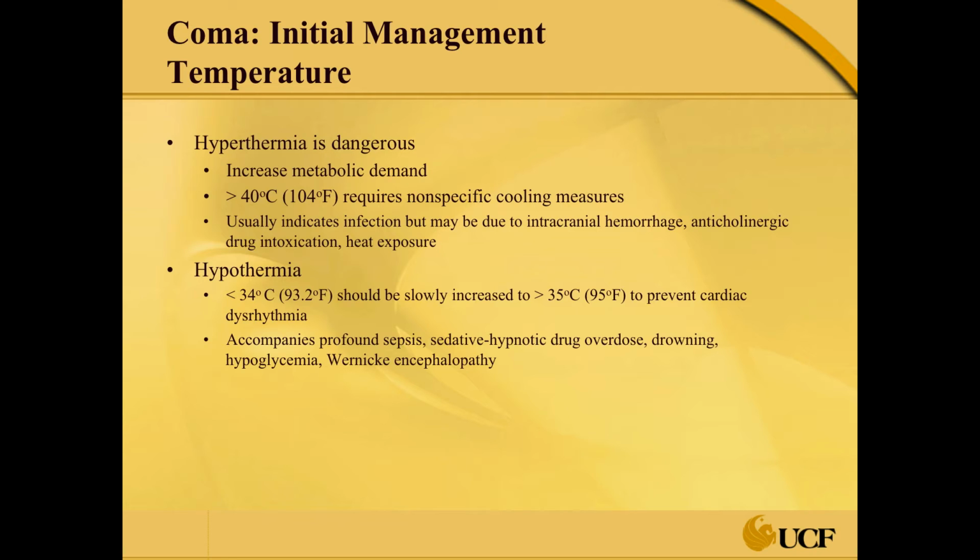And then on the opposite end of the spectrum with these patients, you get hypothermia. And if the patient has a temp of 93.2 or less, then we're going to want to slowly increase them up to about 95 to prevent cardiac dysrhythmia. All right. This is oftentimes accompanied by profound sepsis, a sedative or hypnotic drug overdose, drowning, hypoglycemia, and Wernicke's encephalopathy.